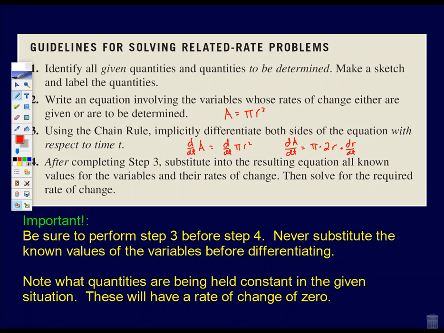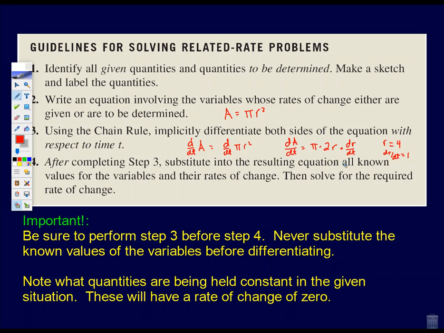And then after completing that derivative, we substituted in quantities that we were told. It said find the rate of change of the area when the radius was 4 feet, and given that the radius changes at 1 foot per second. So we were told that the radius was 4, and we were told that dr/dt was 1. And then I plugged those numbers in, and I was able to evaluate the right-hand side into a single number, and then that was equal to the quantity to be determined.